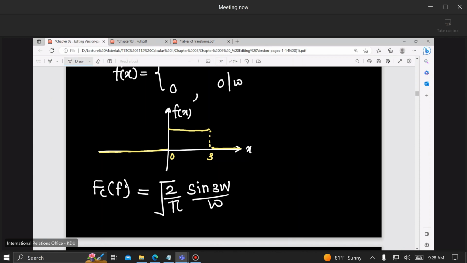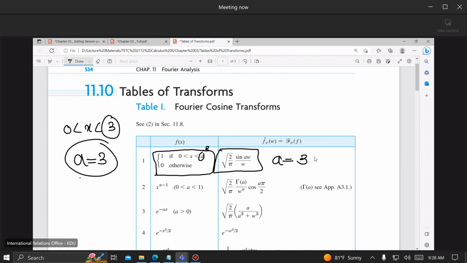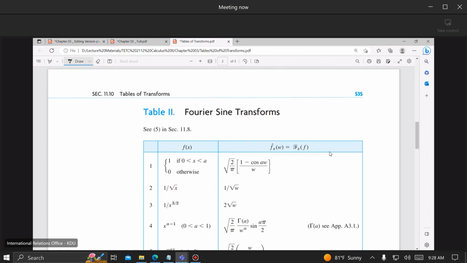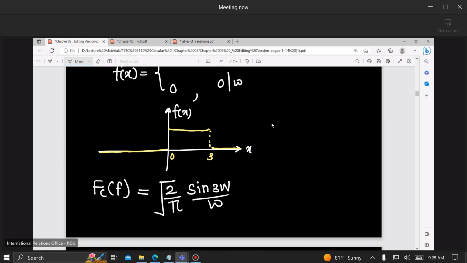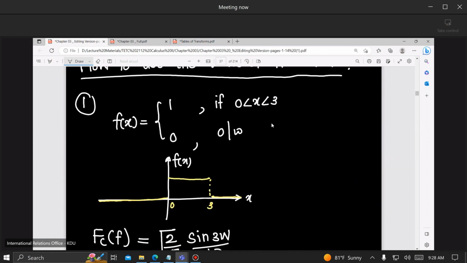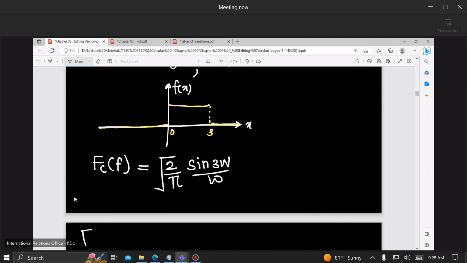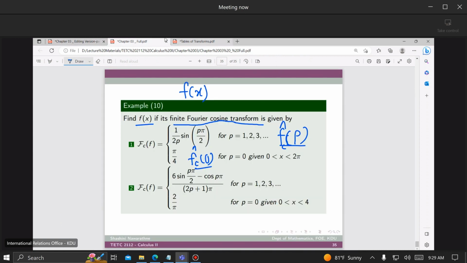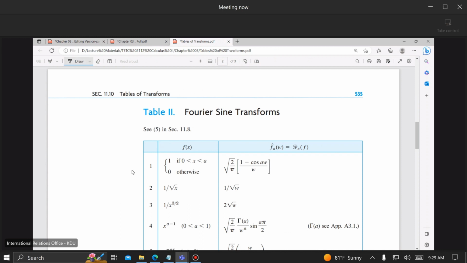Is it clear? So then let's check the Fourier sine transform. We have the same function. This is the Fourier cosine transform, and then we are asked to find the Fourier sine transform as well. So then we have to go through the Fourier sine transform table.